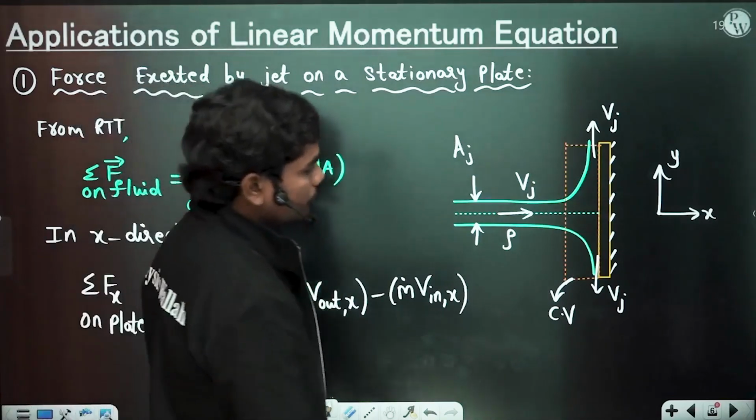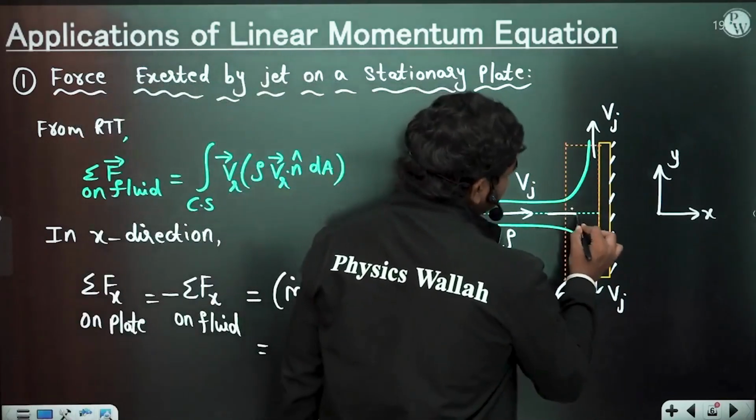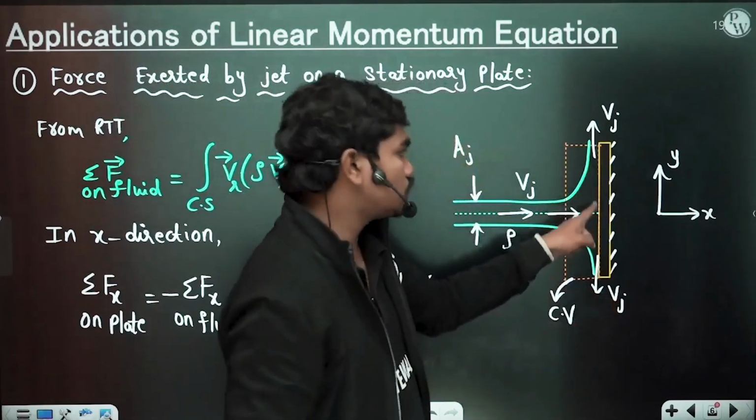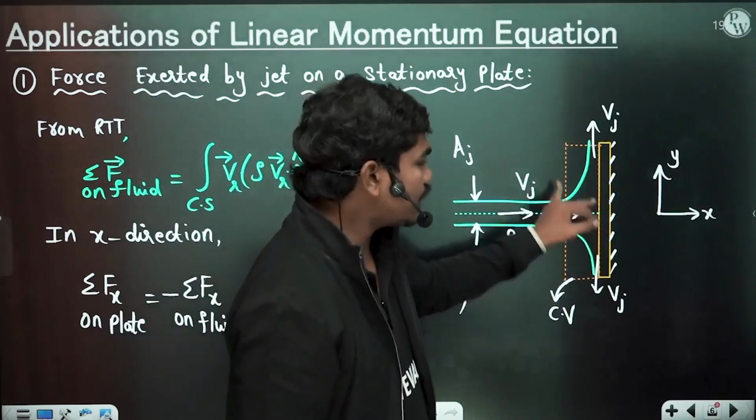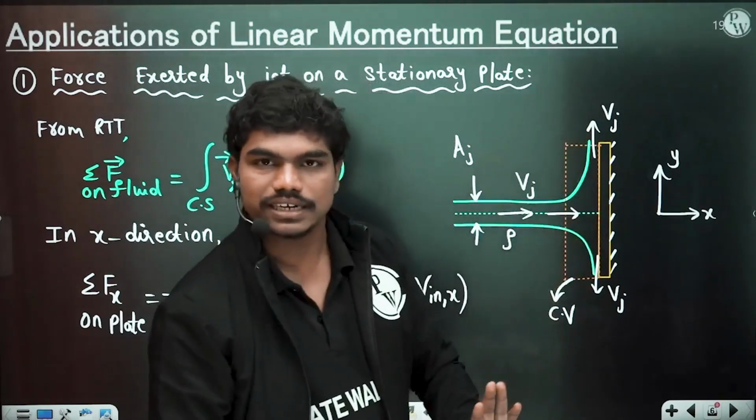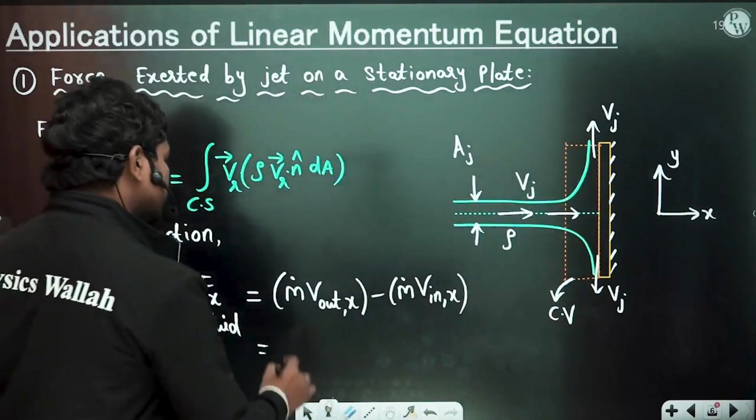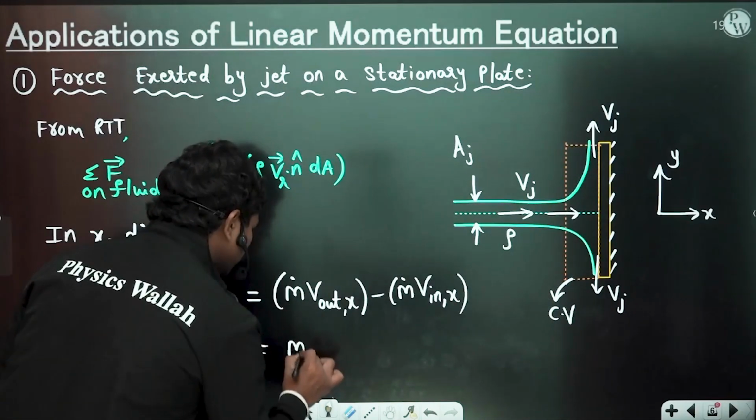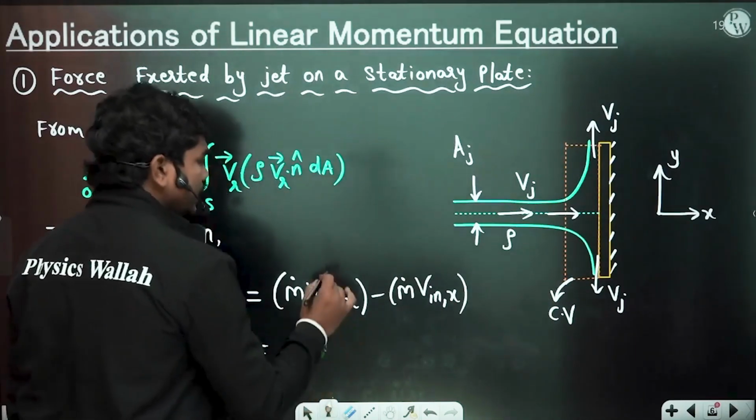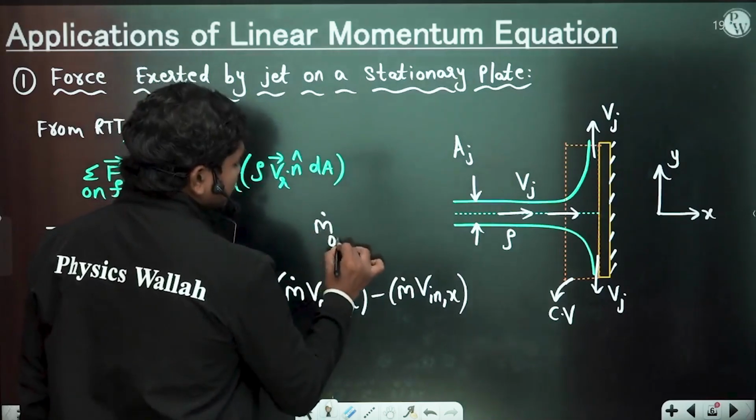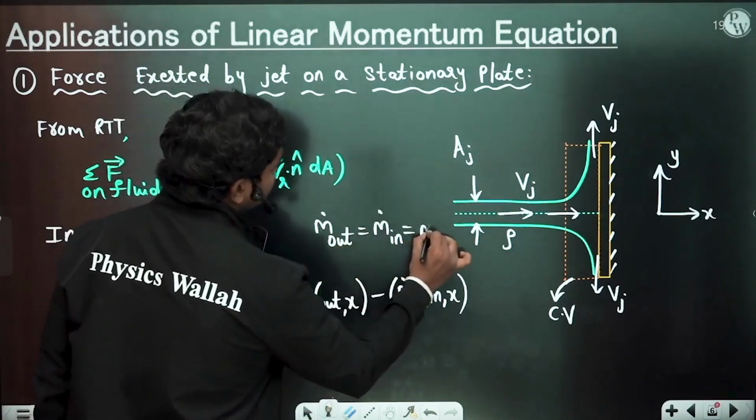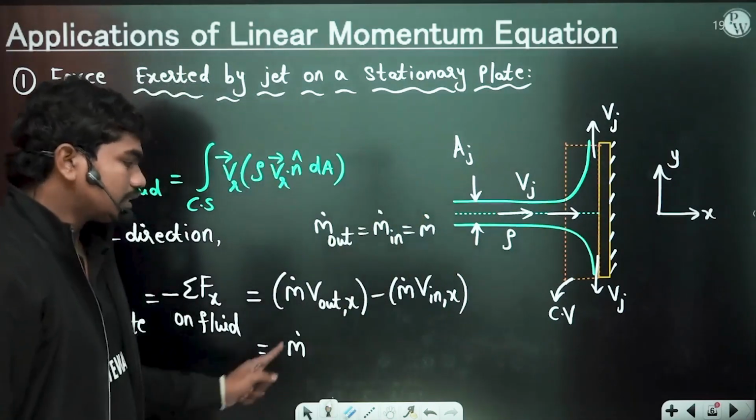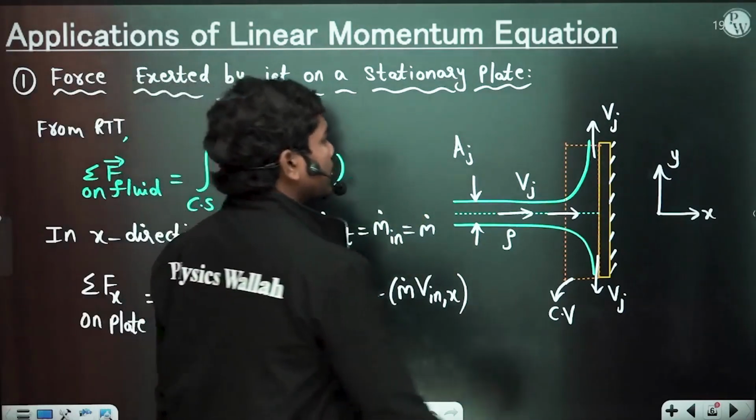So tell me one thing, whatever mass is coming in, the same mass will leave, yes or no? Because there is no provision, no tank or something like this to store the mass, so whatever mass is coming in, the same mass should leave out. Clear? So therefore m dot out in this case is equal to m dot in. So let us say this is m dot, for example. Okay, so this is m dot. Now this m dot times the fluid velocity at the outlet in the x direction.